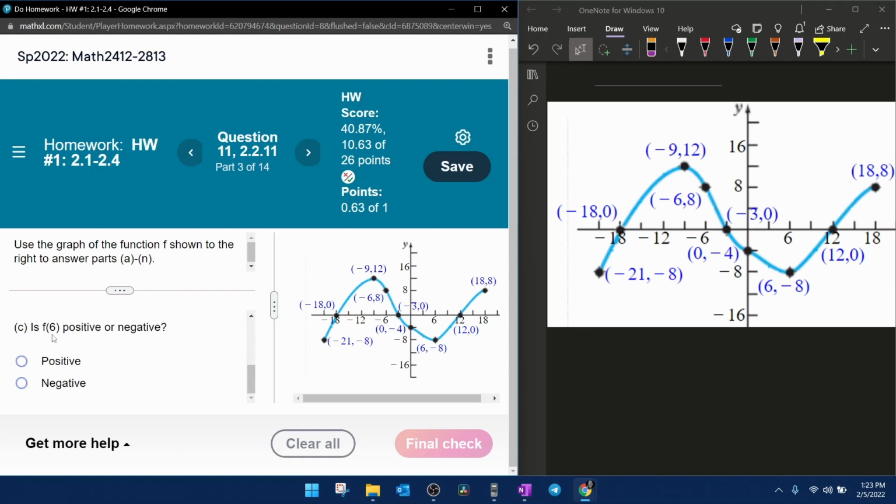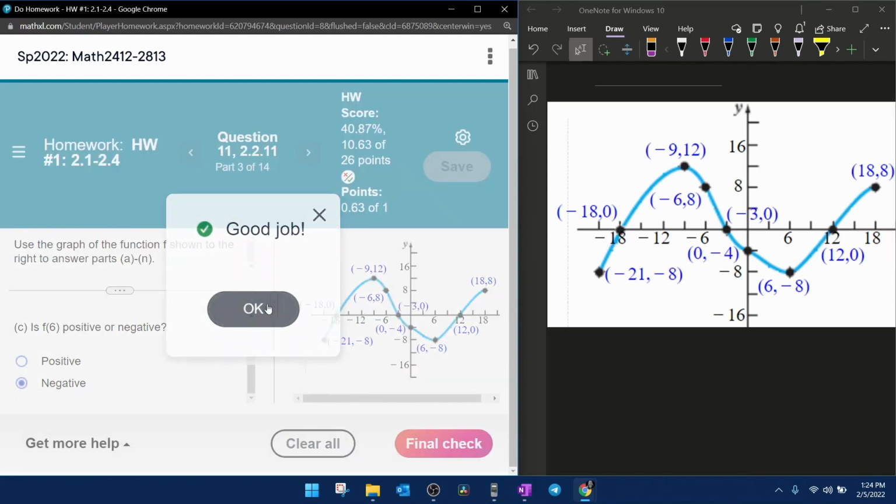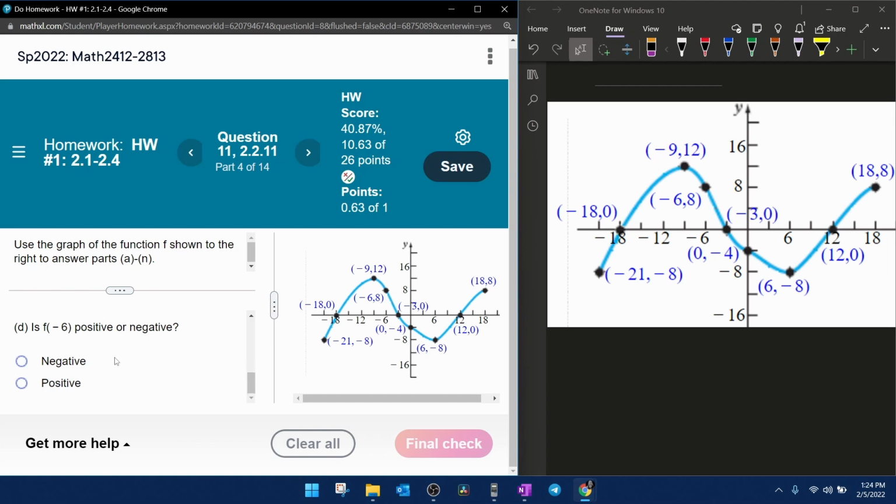Next, is f of 6 positive or negative? Again, we're going to go to where x is 6, which is going to be this ordered pair right here. If x is 6, y is negative 8. That's definitely a negative value. And hit me, baby, one more time. Part D, is f of negative 6 positive or negative? Again, x is negative 6 corresponds to a y value of 8, which is positive.